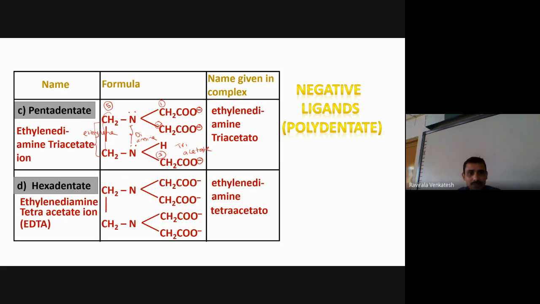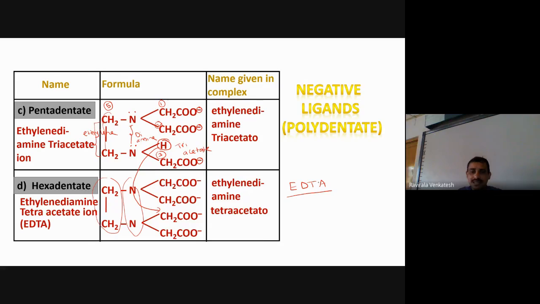Now, hexadentate means you simply put one more acetate group here. That is ethylene diamine tetraacetate. This is the ethylene part. So simply we call it EDTA.